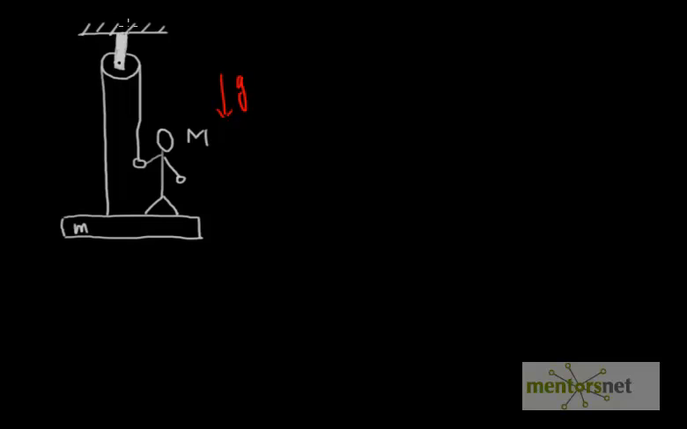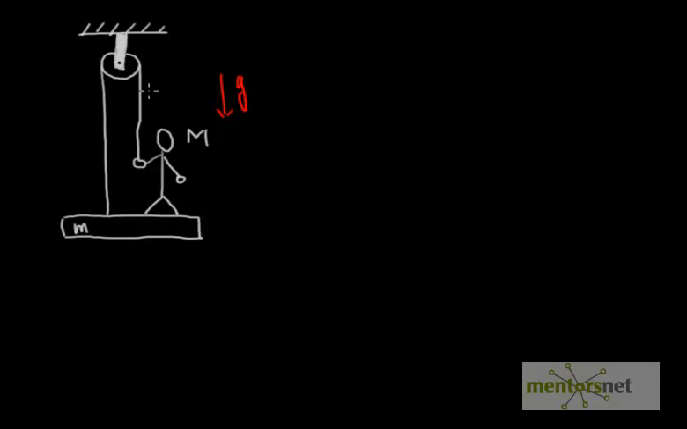We have a fixed ceiling from which there's a pulley hanging. From one side of the string, there's a platform which is attached, which has a mass of small m. From the other side, there's a man who is holding onto the string, who has a mass of capital M. And this man is standing on this platform.